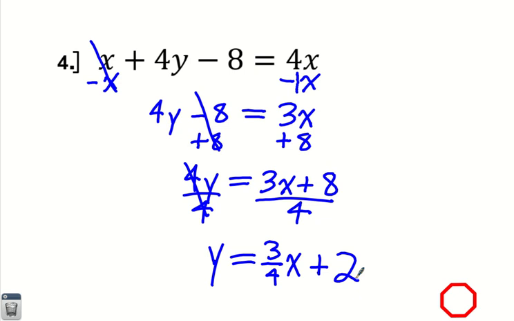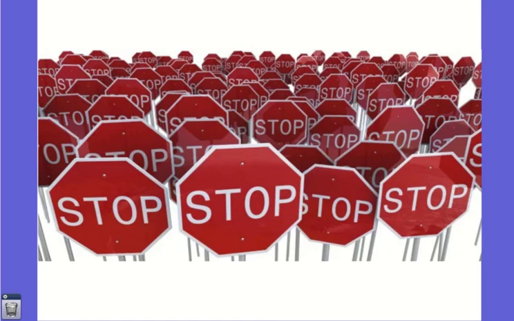And this is where we stop. There's another page though. That's it for 3.4b.